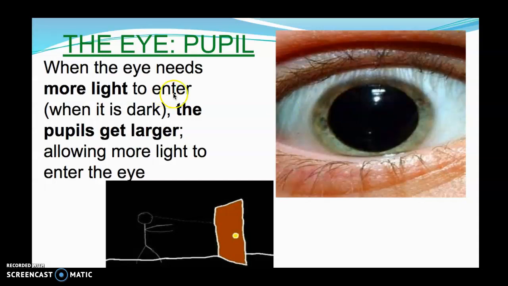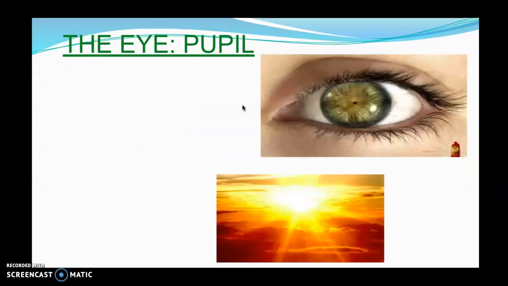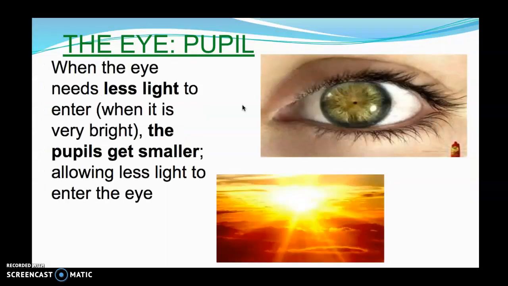So when the eye needs more light, the pupils get larger, allowing more light to enter into the eye. Nocturnal creatures tend to have huge pupils because they have to let in lots of light. And speaking of which, well, I guess I won't go that far just yet. When the eye needs less light to enter, the pupils get smaller.